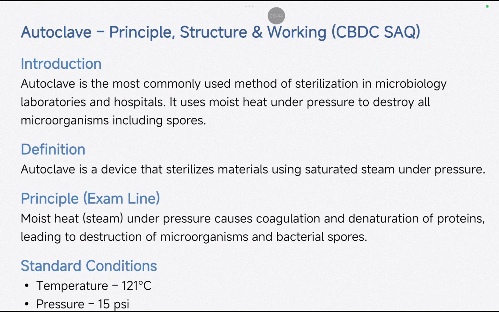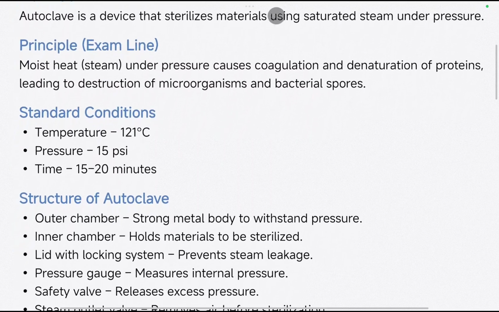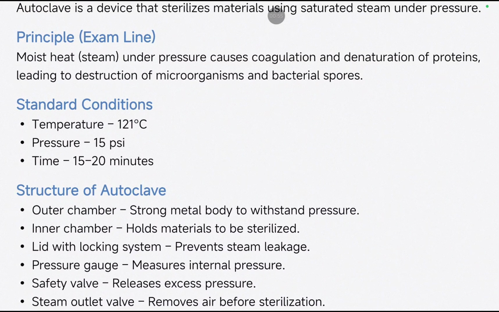So, what is the definition? Autoclave is a device that sterilizes material using saturated steam under pressure. What is the principle? Moist heat under pressure causes coagulation and denaturation of proteins, leading to destruction of microorganisms and bacterial spores.